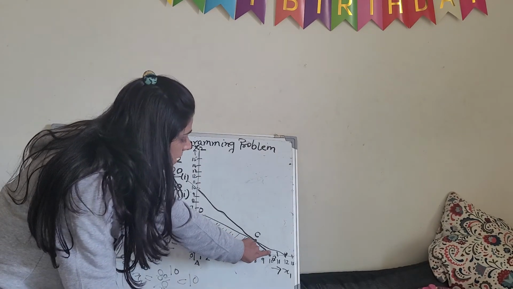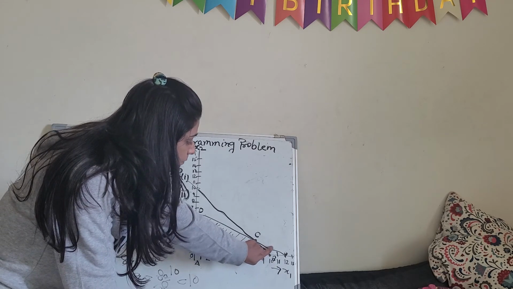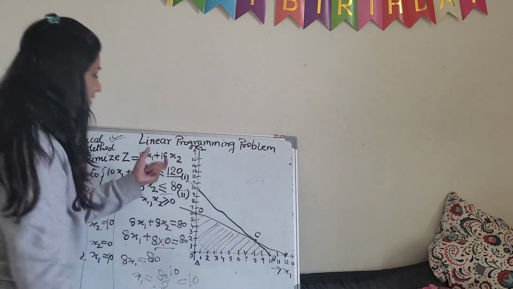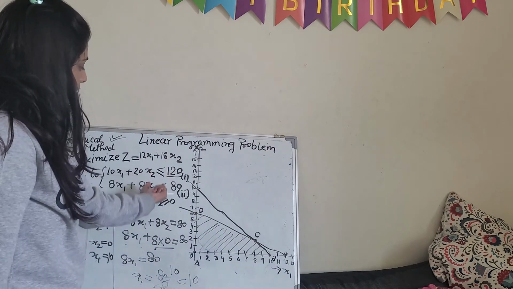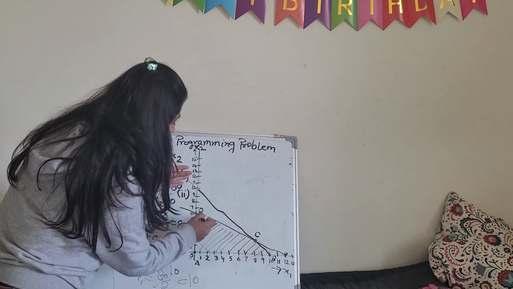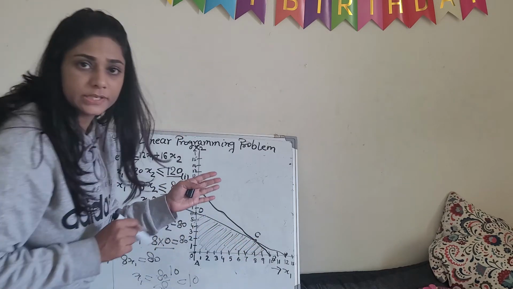And this area is also not a correct basic feasible solution because this is above this line and below this line. Below this line is okay, but this is above this line. What is the condition? Our equations are in less than or equal form. So it means that the basic feasible solution should be below both the lines. Fine. I hope you understood, guys.